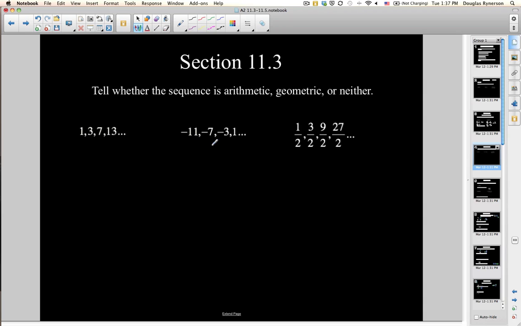Here's an example of that type of problem, just identifying: is it geometric, arithmetic, or neither? If I check here to see if it's arithmetic, 3 minus 1 is 2, 7 minus 3 is 4, so this is not arithmetic. I don't have a common difference. 3 divided by 1 is 3, 7 divided by 3 is 7/3, but it's obviously not 3, so I don't have a common ratio, so this one would be neither.